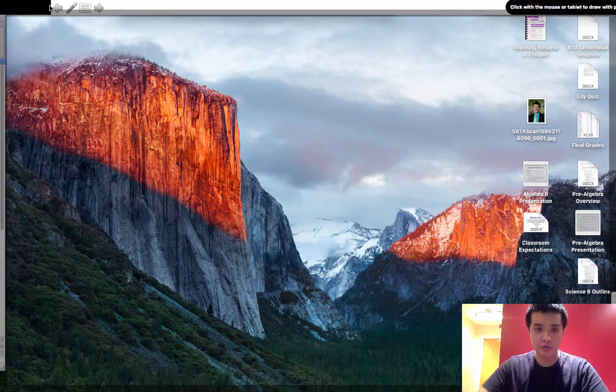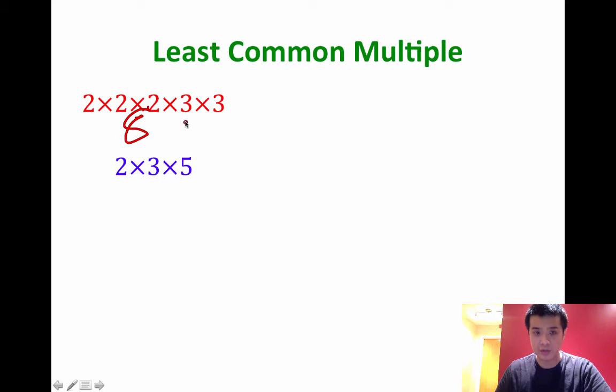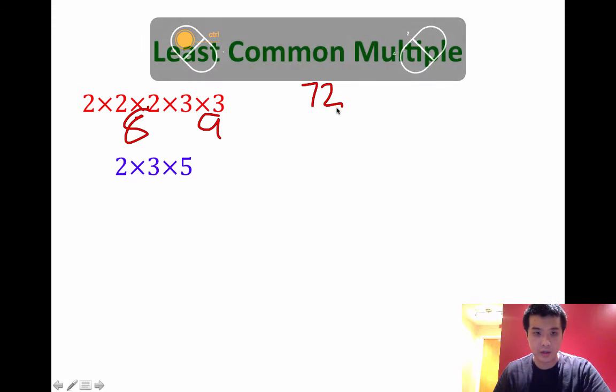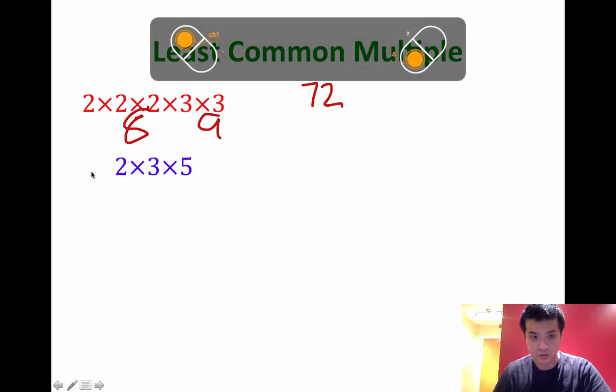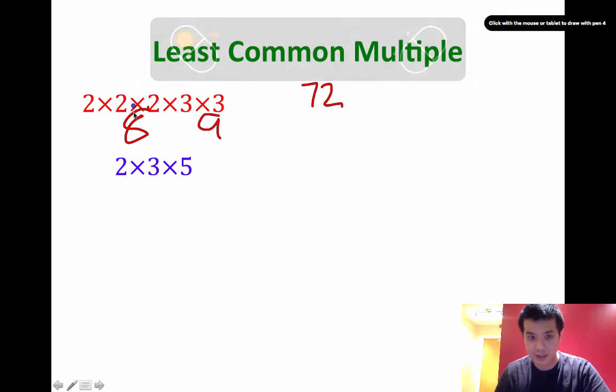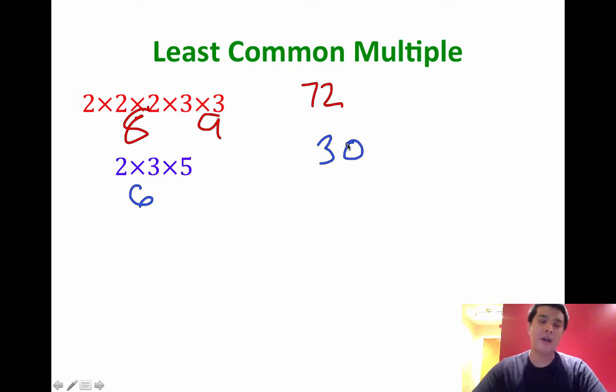Because 2 times 2 times 2 times 2 is in fact 8. 3 times 3 is 9, so 8 times 9 is 72. The other one is 30 because 2 times 3 is 6, and 6 times 5 is 30. So we're trying to find the least common multiple between 72 and 30.